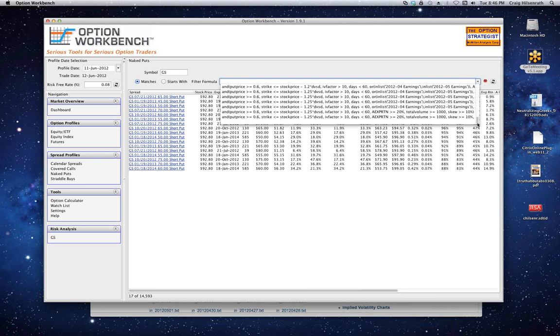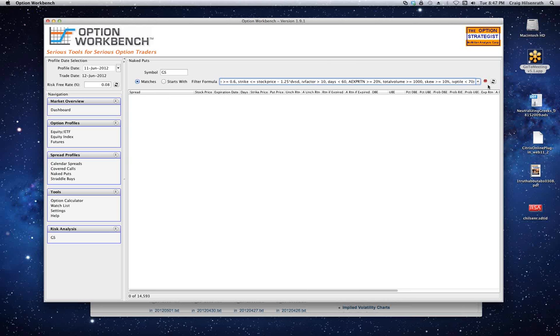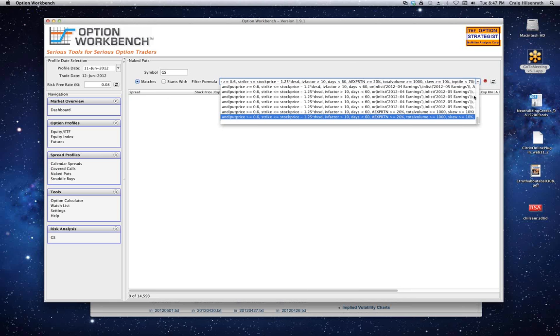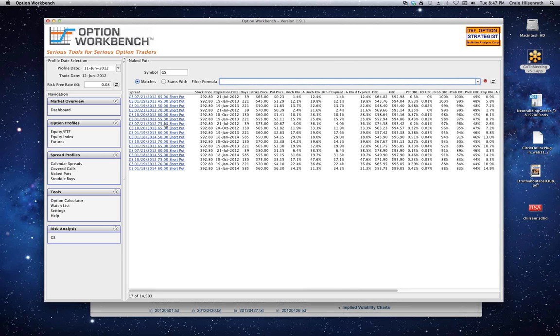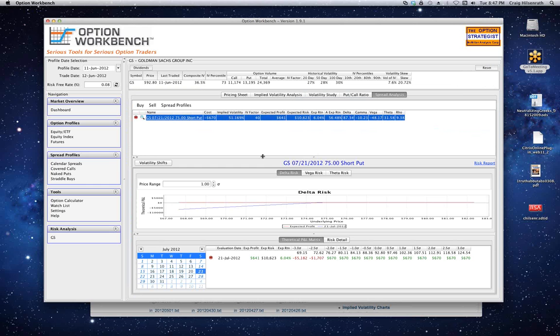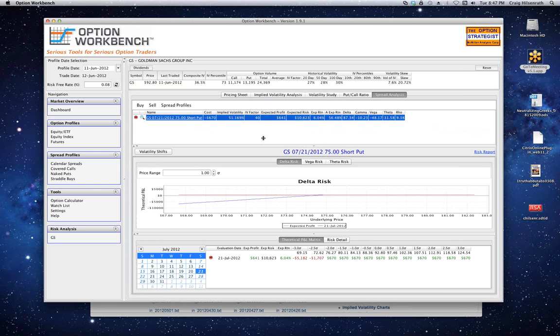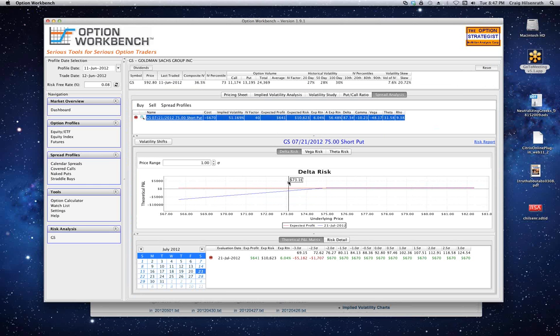I can also put filters in here to filter down what I'm looking at, and these are other filters that I've been using. So I click on that filter, and all the Goldman things disappear because it didn't qualify for any of these filters. But what I was looking at before was this July 75 put. I click on that, and it brings me back into the spread analysis page with that July 75 short put in there for analysis.